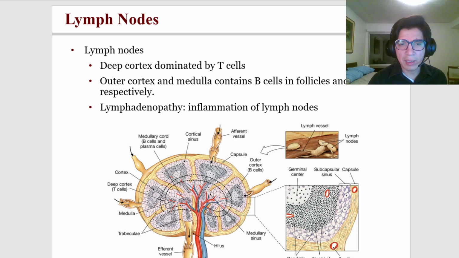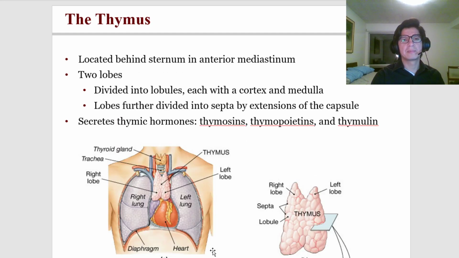Okay, so what do we have here? We have the afferent vessels bringing lymph, and the efferent vessels. After it percolates throughout all of these sinuses, it gets exposed to the immune system, and the lymph eventually leaves through these efferent vessels. This region right here where blood vessels rush in and efferents live is called the hilus.